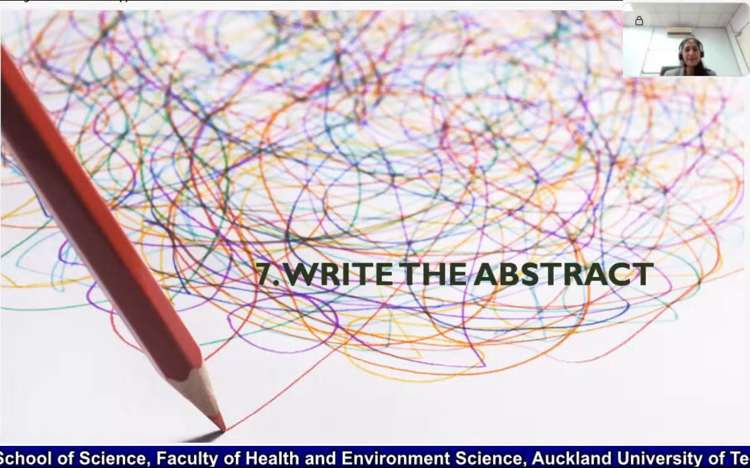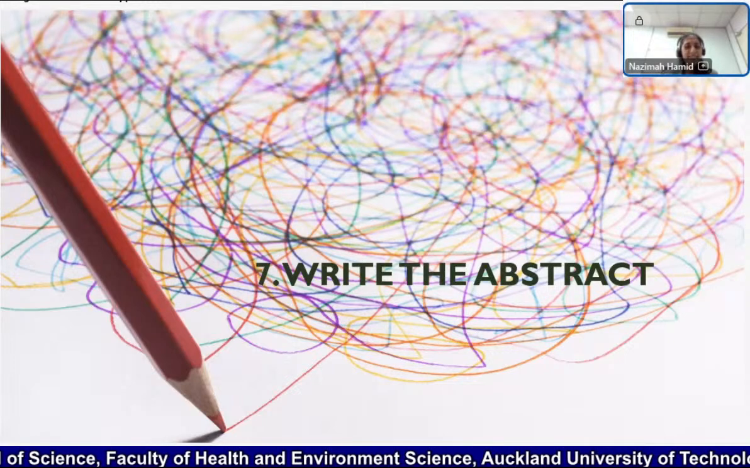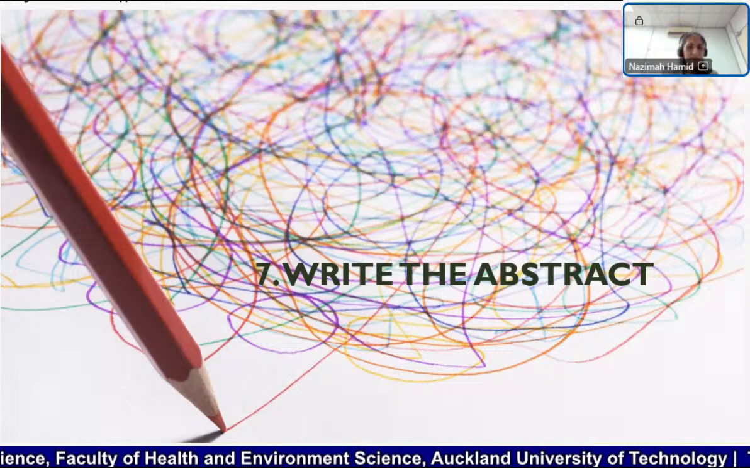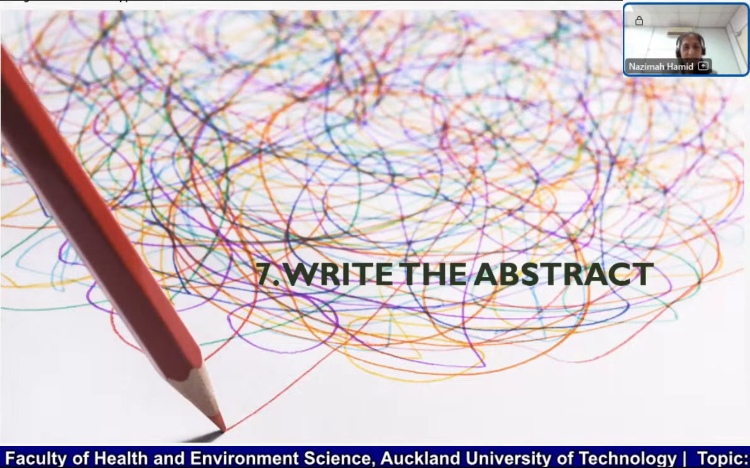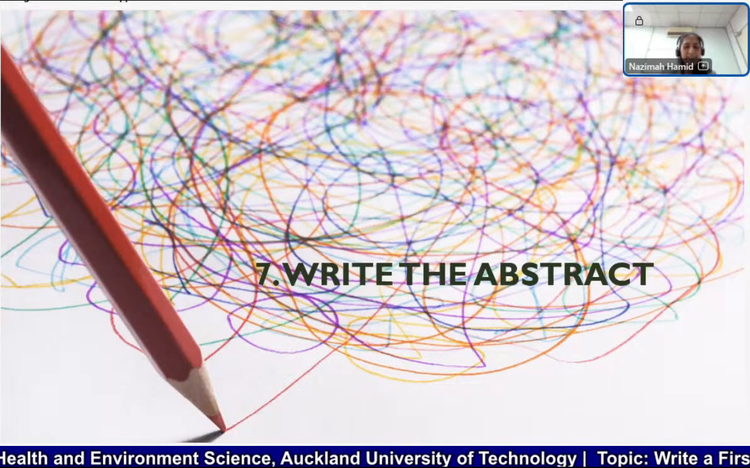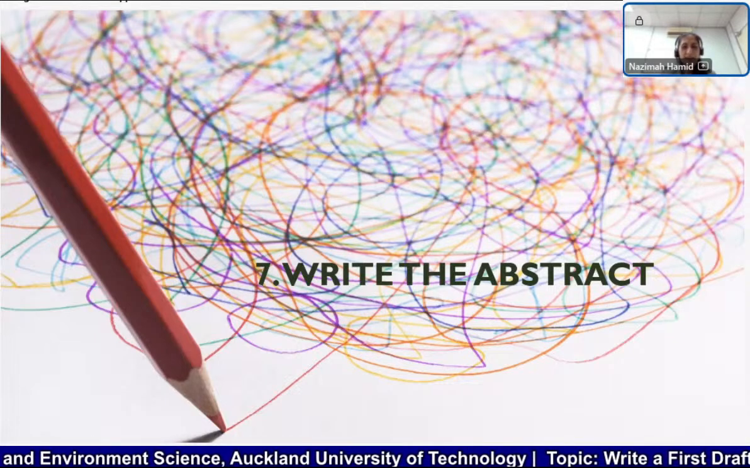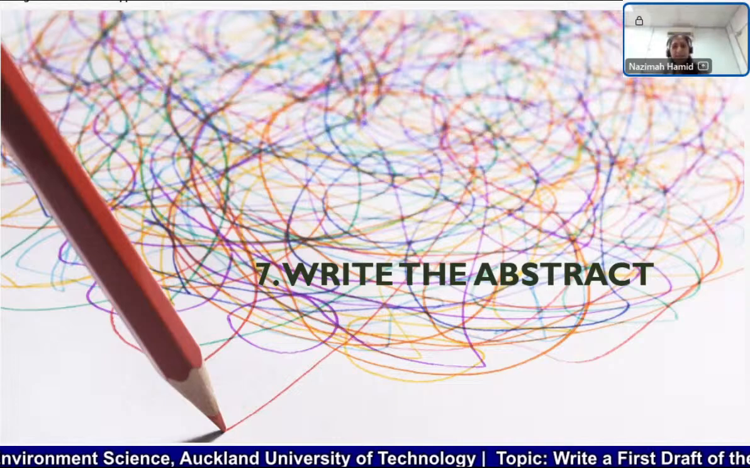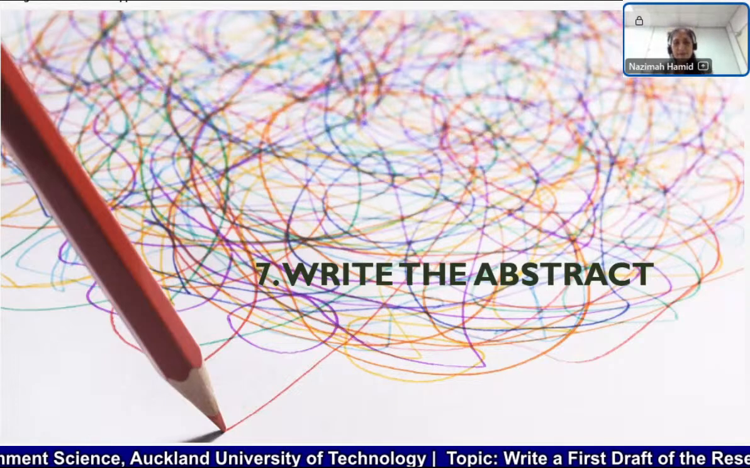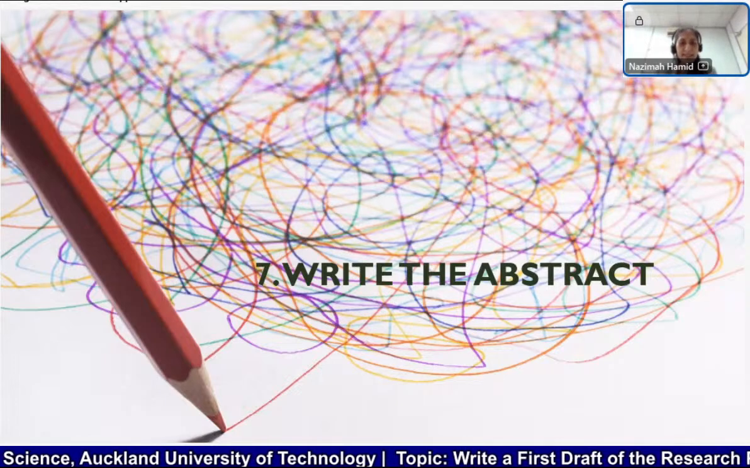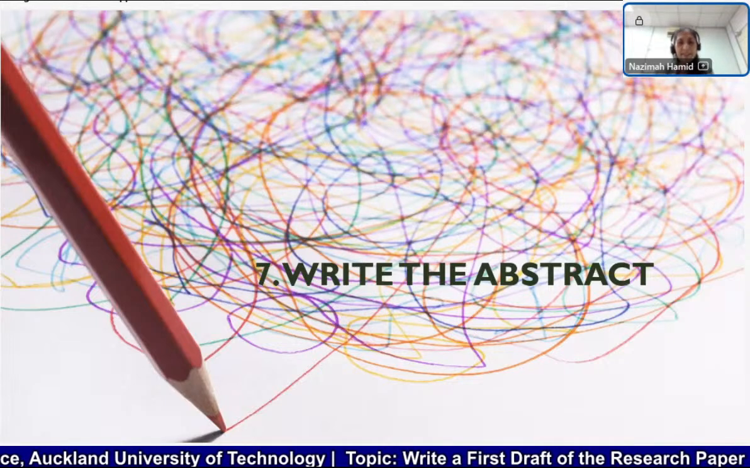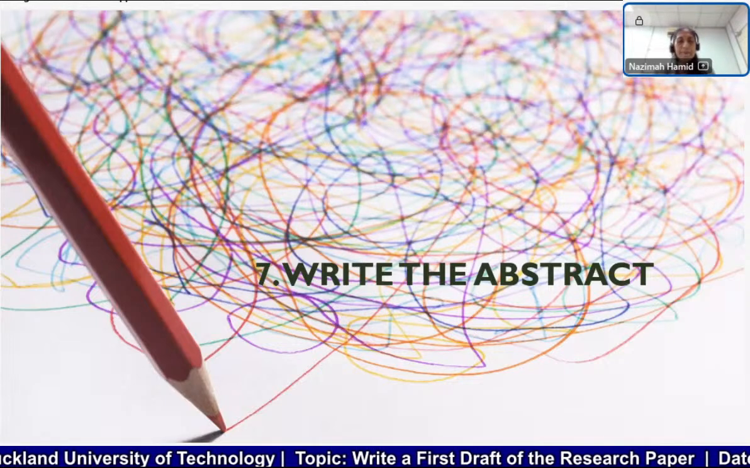And you see, although the abstract is the first thing that you see in a paper after the title, you don't really write the abstract until you have written the other sections. So when they come to write the abstract, the student or you yourself will have a better understanding of what the paper is about to be able to write the abstract.